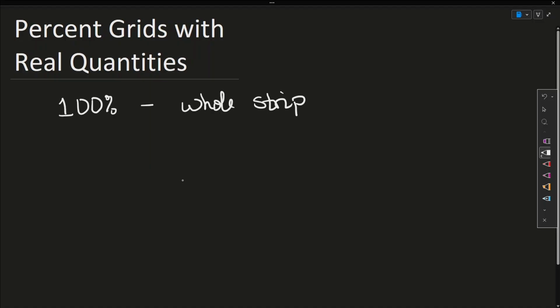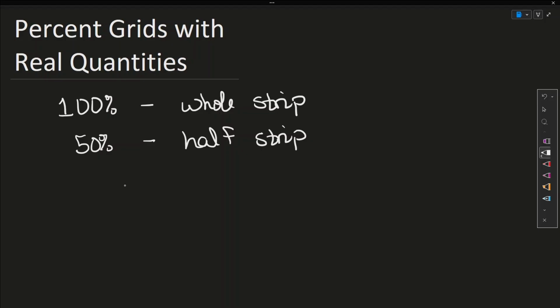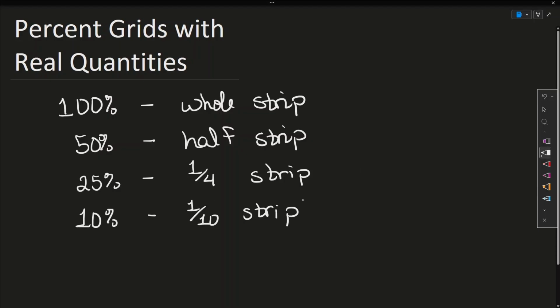The key idea is this: 100% represents the whole strip. So if half of the strip is shaded, that is 50%. If 1/4 is shaded, that's 25%. If 1/10 is shaded, that's 10%. Let's work through several examples. For each diagram, we assume that the proportions that appear to be the same size really are the same size.